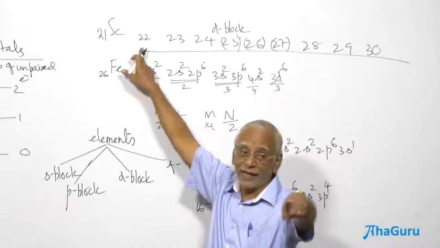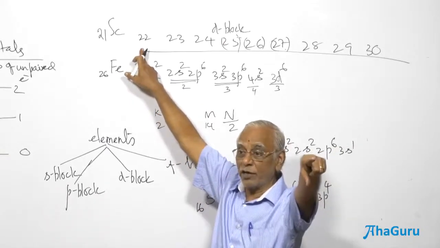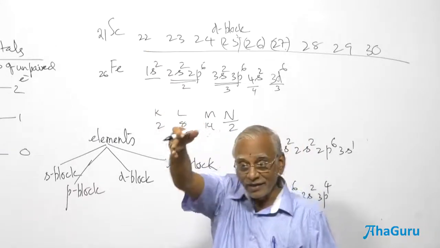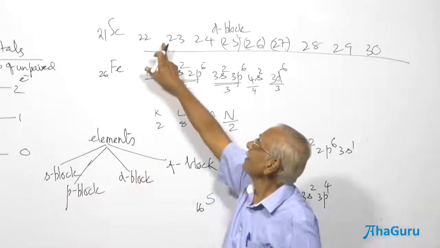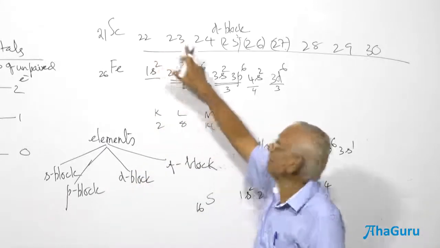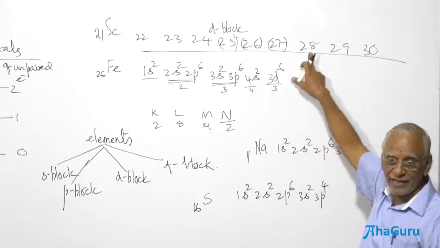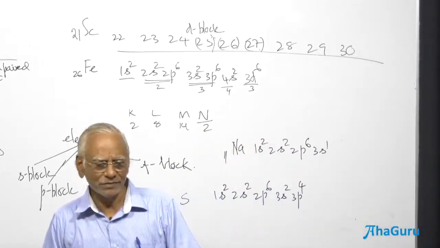Up to 20, what is the electronic configuration? I told you 4s2. What should be the electronic configuration of 21? 4s2, 3d1. Isn't it 3d next to 4s orbital? 3d2, 3d3, up to 3d10, 4s2.